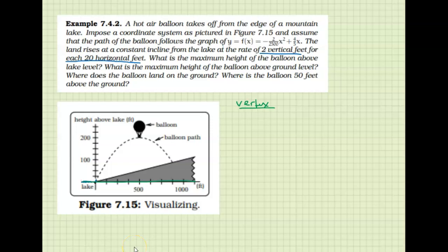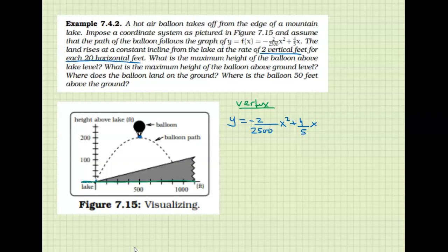So we have our function: y is negative 2 over 2500 x squared plus 4 over 5x. Notice that in this case the quadratic equation that we're given describes the vertical height as a function of the horizontal distance, not of time. So we're placing the balloon in space, not at what time. It's like what location in space the maximum occurs.